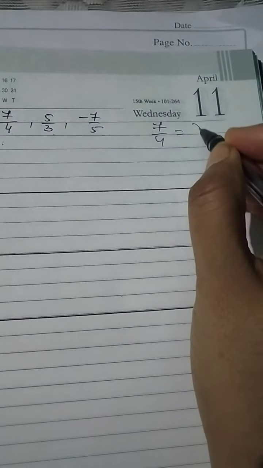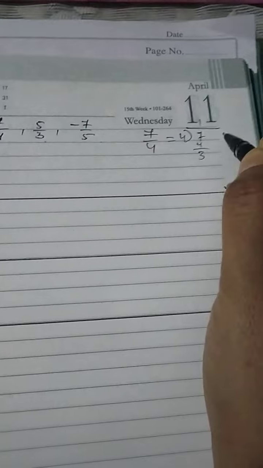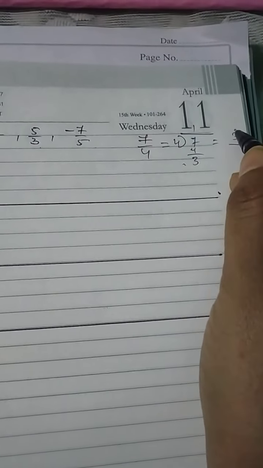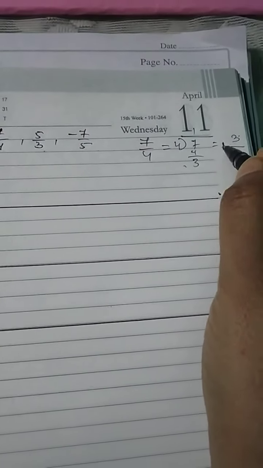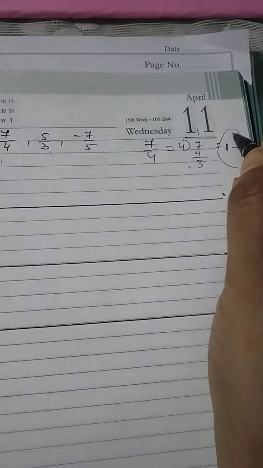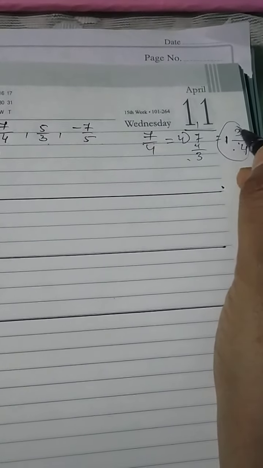7 by 4. First of all, we will change this into a mixed fraction. How to change into a mixed fraction? 4 into 7: 4 goes once. So 3 will be up. The remainder always goes up, and the quotient always lies on this side. 1 3 by 4 is the mixed fraction of this. First work, we will change into a mixed fraction. Okay. Now what is this 1 3 by 4? 1 whole 3 by 4.